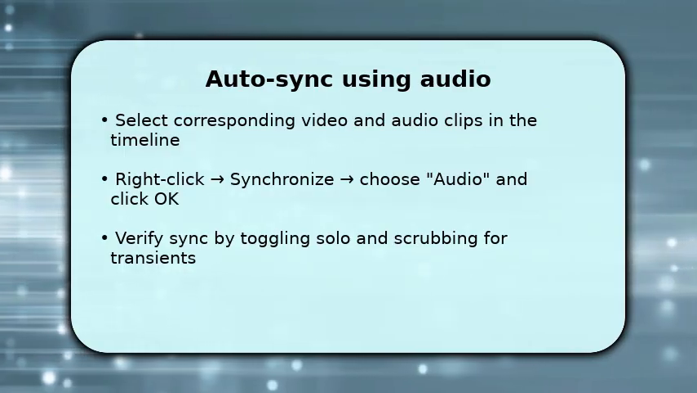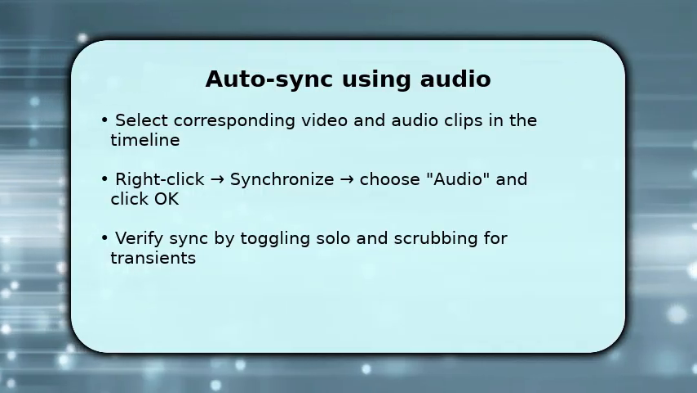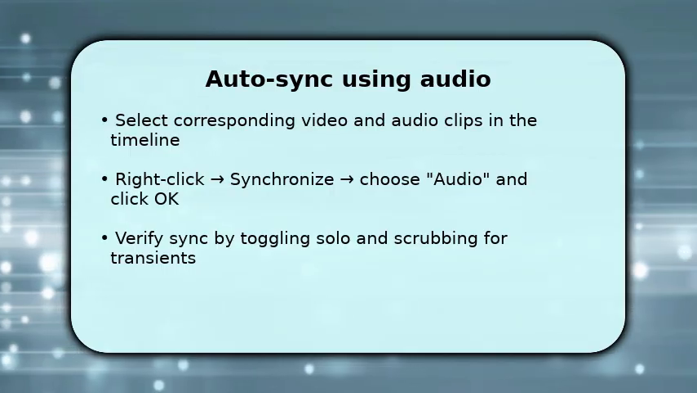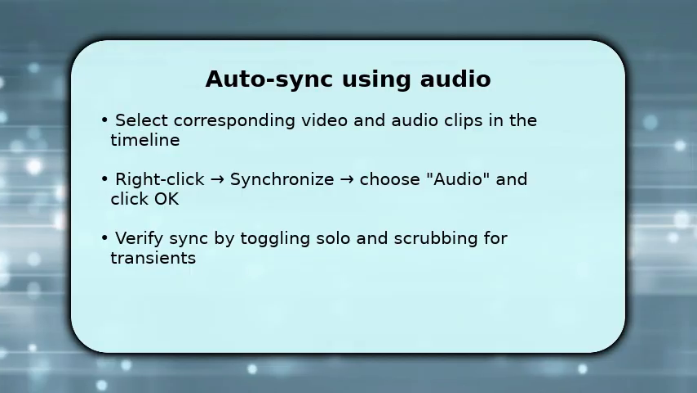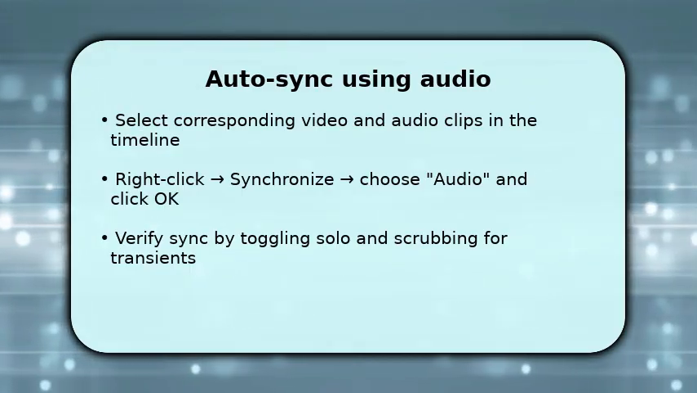Once it completes, inspect by soloing either track and scrubbing through the clap or loud transient. You should see waveforms align visually. If they match, ripple delete duplicate camera audio to keep only the high-quality recorder track, and make sure to lock the linked pair so they move together during edits.